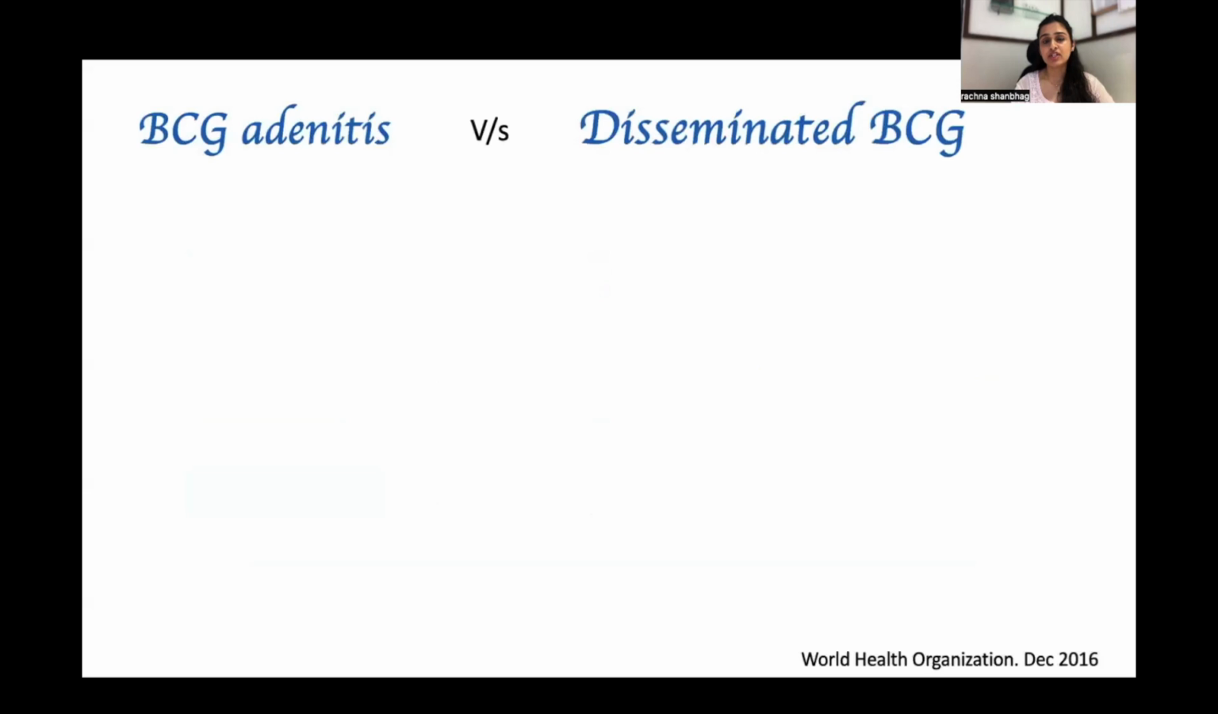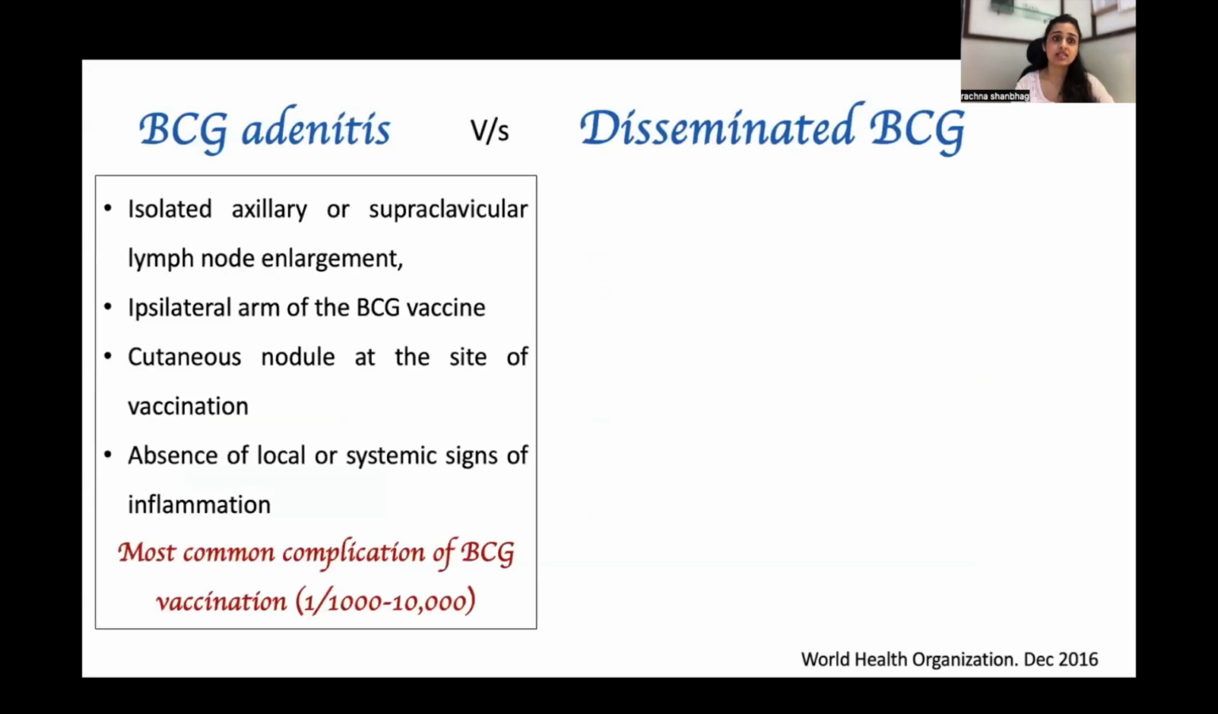Now, how do we differentiate between both these entities? BCG adenitis is an isolated axillary or supraclavicular lymph node enlargement, usually in the ipsilateral arm of receiving the BCG vaccine. There may be a cutaneous nodule at the site of vaccination, and there is absence of any local or systemic signs of inflammation. This is the most common complication of BCG vaccination.